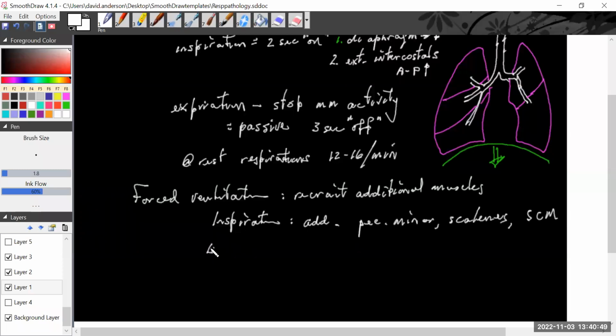And on expiration, because now we want to increase our total ventilation rates, we're going to recruit muscles to help us with the expiration phase as well. Anybody remember what gets recruited there? I want to say the abdomen. Okay, well, close, because the abdomen doesn't actually contract, but rectus abdominis does.